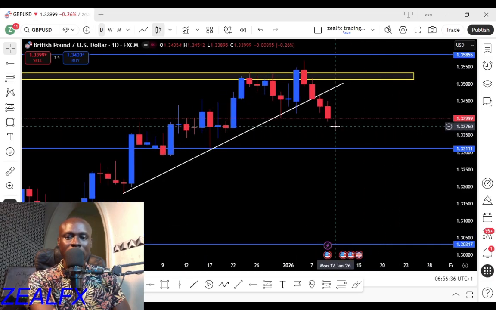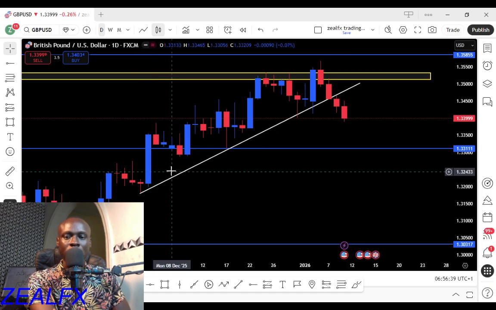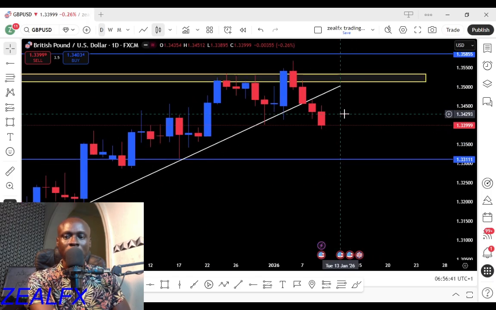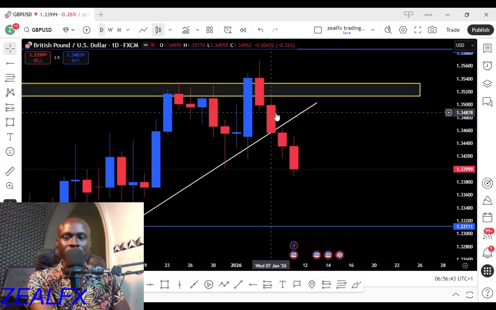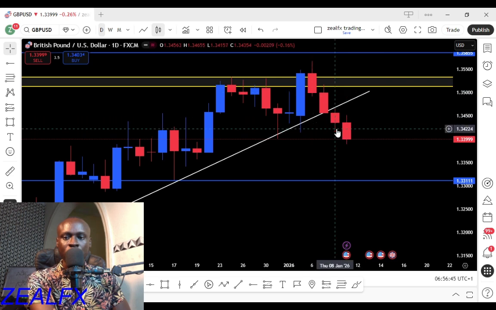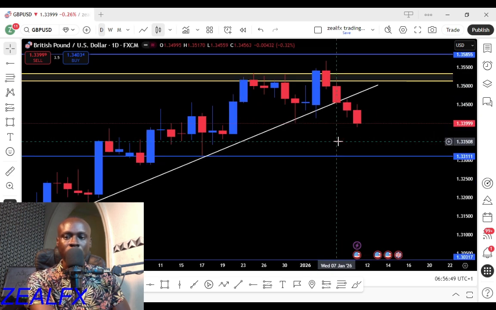So on my daily chart, we have our trend line also drawn on the daily chart. You can clearly see that price has closed below our trend line. So long as price closed below this trend line, this indicates a bearish trend for the Pound USD to the downside.